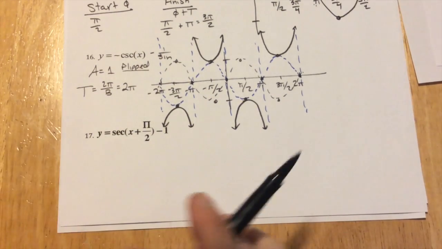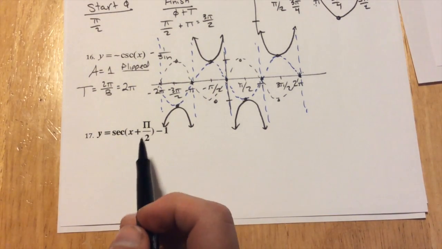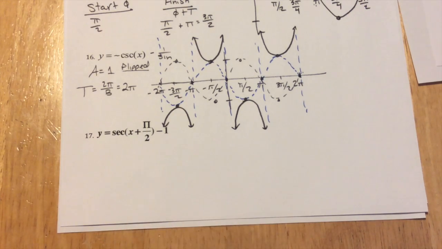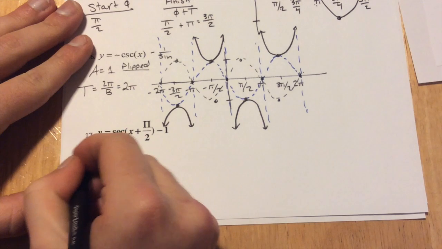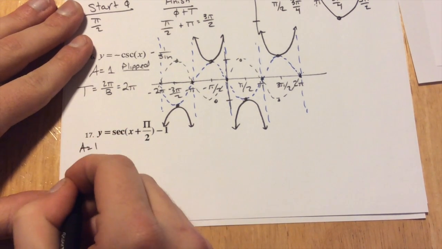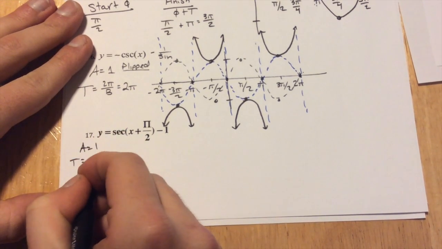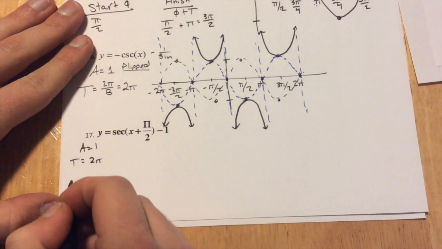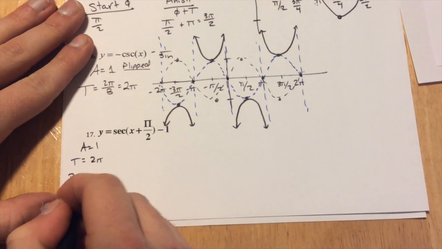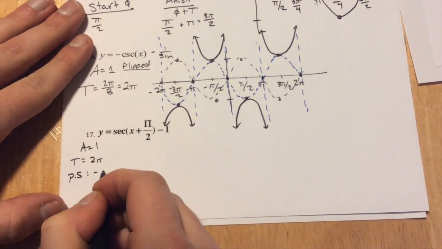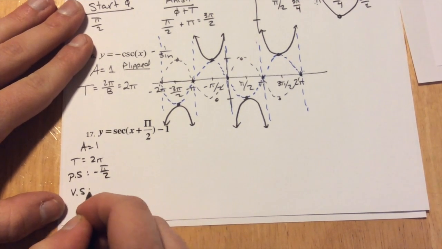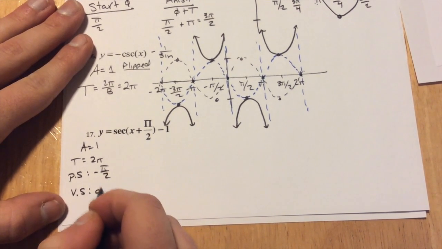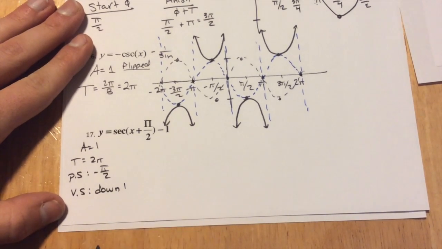So last up, y equals secant of x plus pi over 2 minus 1. So this has amplitude of 1. That's nice. I've got a period of 2 pi, because that's 2 pi over b. I've got a phase shift of negative pi over 2. And I've got a vertical shift of down 1.